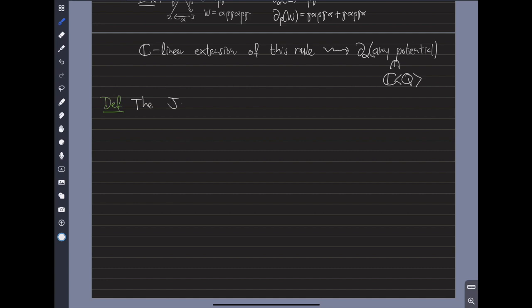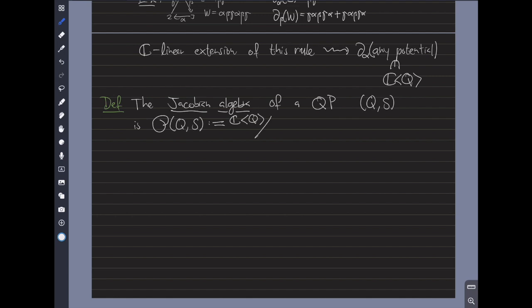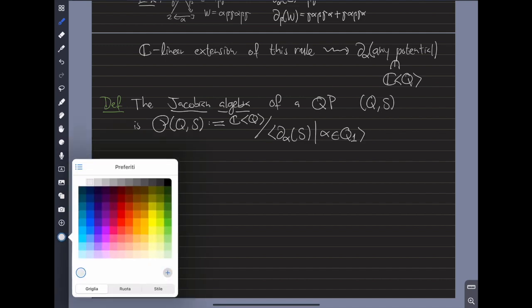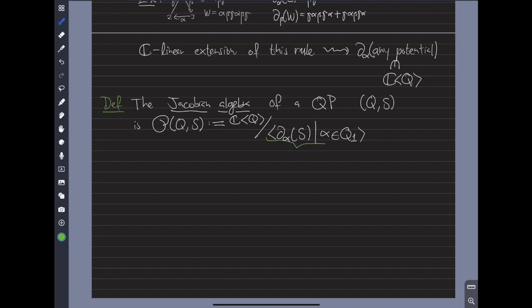So the Jacobian algebra of a quiver with potential. Let me abbreviate saying QP for quiver with potential. I'm going to call it calligraphic P of QS. Don't ask me why I use the letter P, I don't know, I'm just following Derksen, Weyman, and Zelevinsky. This is the quotient by the two-sided ideal generated by the cyclic derivatives with respect to all possible arrows. And by the way, this two-sided ideal, we call it the Jacobian ideal.